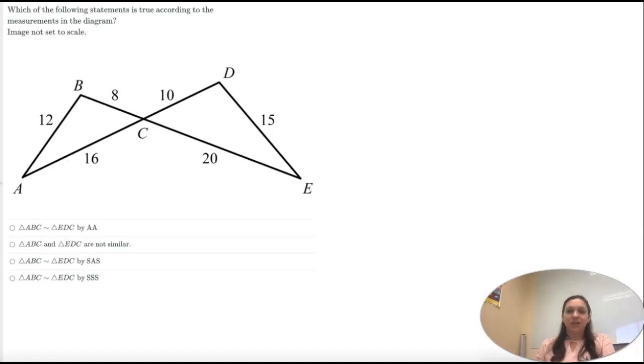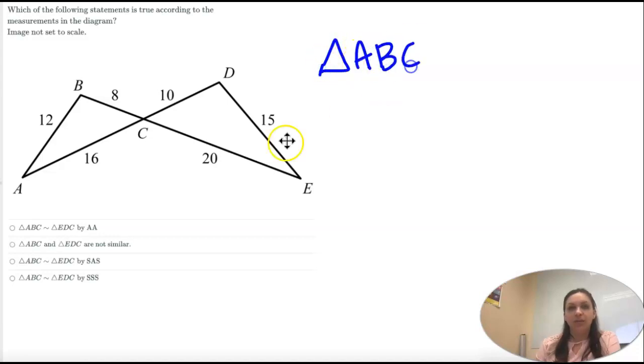So this section, we're looking at similar polygons. This first one, though, it's actually a review from 9th grade math because we're talking about similar triangles. So if I look at my answers, I'm just going to rewrite the first one. Triangle ABC. That's what that means. So from A to B to C, that makes a triangle.